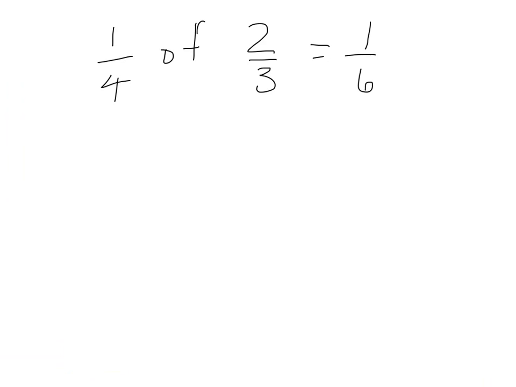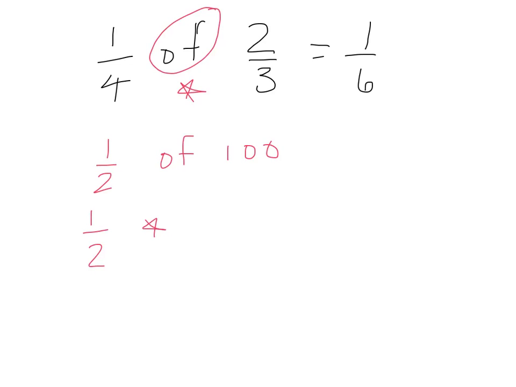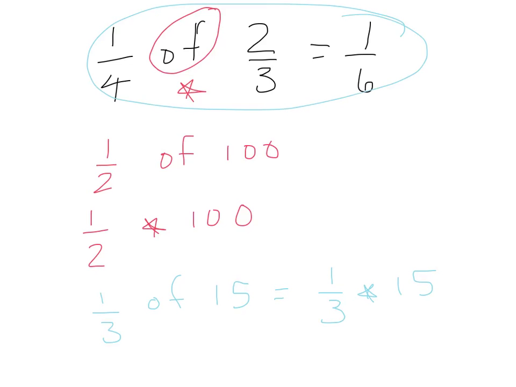Pretty frequently in math, anytime I hear the word of, I know that this is telling me to multiply. So if I have 1/2 of 100, that means 1/2 times 100. So let me write that down. 1/2 of 100 is the same thing as 1/2 times 100. Or if I find 1/3 of 15, that's the same thing as 1/3 times 15. So now what I want to do is go back to this equation. We're going to turn it fully into an equation here.